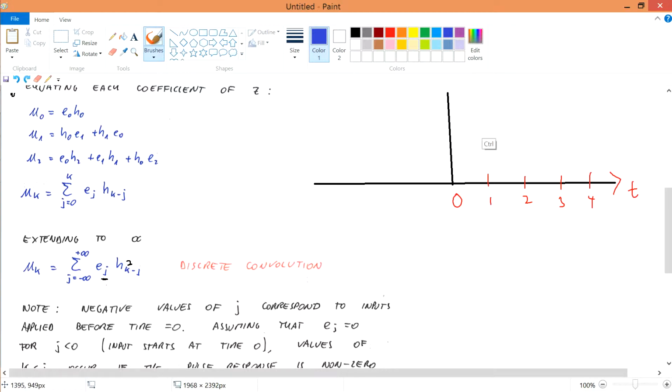Now if you were to extend these definitions, things go a little bit differently, because you're not capping yourself at k, you're capping yourself at infinity. And you're starting from minus infinity. You're not starting from 0 as we saw just now. We are not starting from 0 anymore, we're starting from minus infinity. And this is called the discrete convolution. So take note, this thing over here is totally different from this thing.